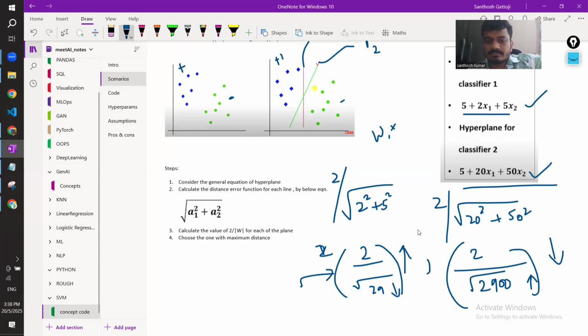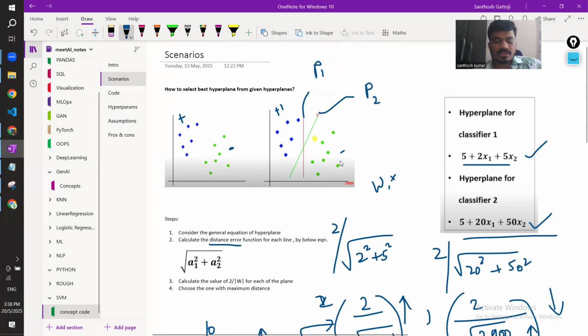So this is how, even if you have 10 or 20 planes, obviously we will not do that, but just for your understanding of what is happening. If you have 10 planes, you will calculate this value, which is called the distance error. Then we compute 2 by W, and whichever has the highest value, that plane is dividing with the maximum margin.